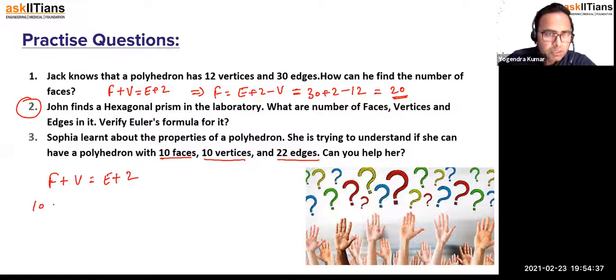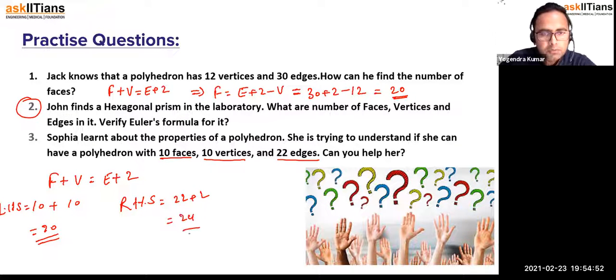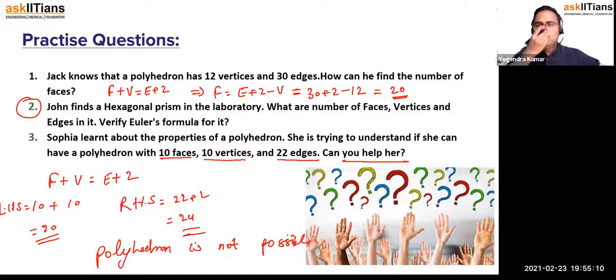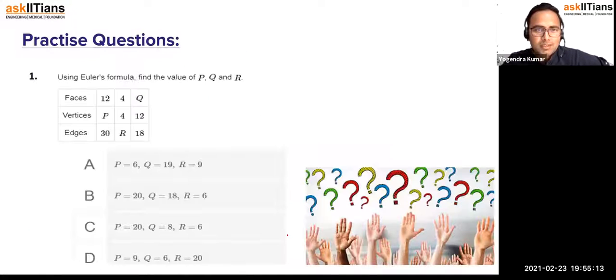So F plus V is what? 10 plus 10, which is 20. Now the RHS is E plus 2. So 22 plus 2 is 24, right? Which is not true. So we will say, Sophia, you're making some mistake. This is not the correct data. So the polyhedron is not possible, right? I hope you got the understanding out of it.